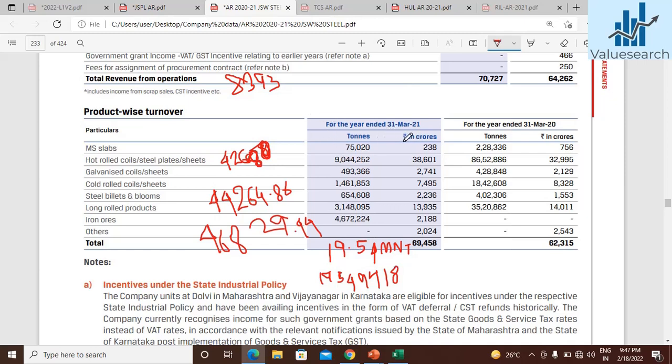So now it's very simple: you just do this divided by this into this one, and you will get the number. So let us do it. 75020 divided by 1954918, multiplied by 8393 crores. So your result is 32.20 crores. So from this business, this is the company's net profit.